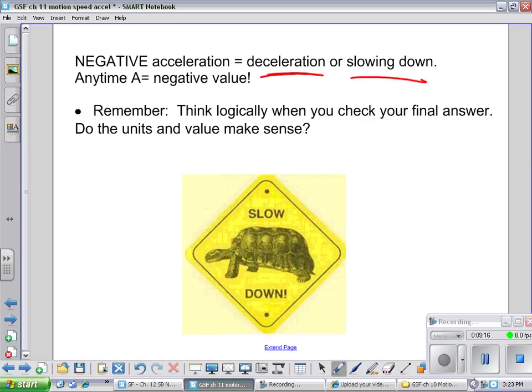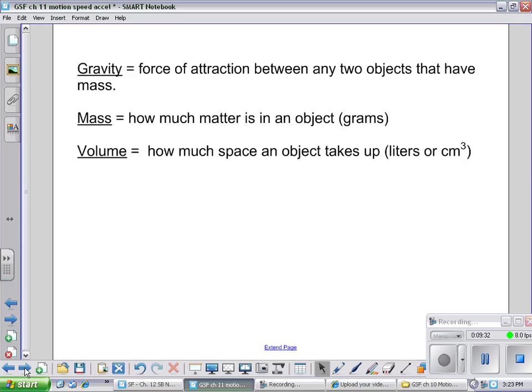So hint, hint, when you do that example, you're going to come up with a negative number. So like I said, be real careful. It's final velocity minus initial. Remember to think logically when you check your final answer. Do the units and the values make sense? So just be real cautious of that, okay?